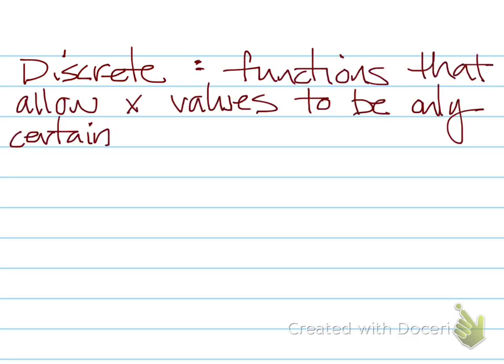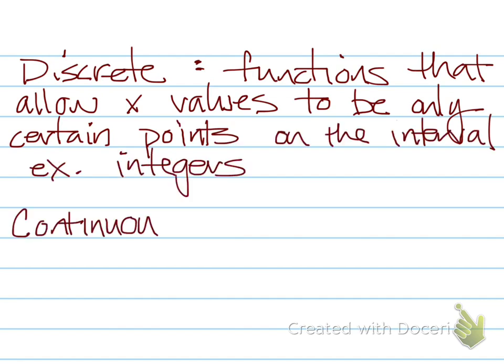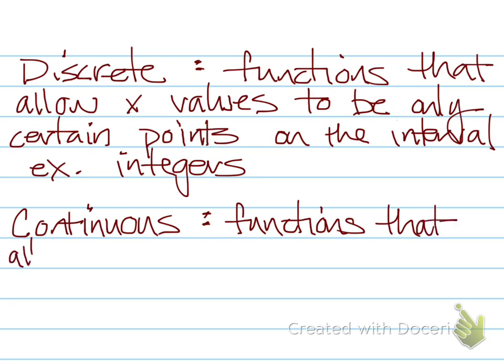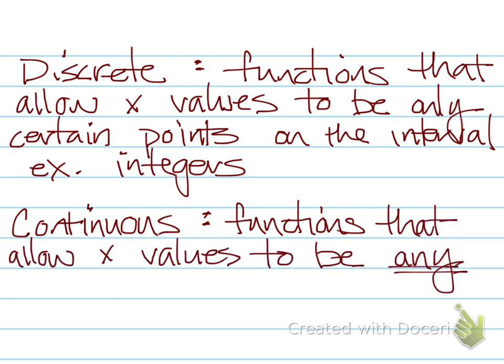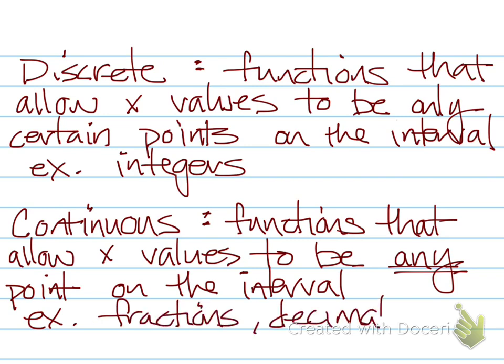To determine whether a function or a relation is discrete or continuous: a function or a relation is discrete if it allows x values to be only certain points on the interval, like integers. 1, 2, 3, there's an infinite number of numbers just between 1 and 2, so there's a gap in between each one of those integers.